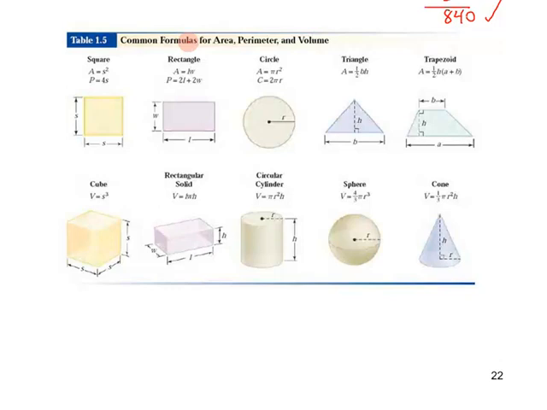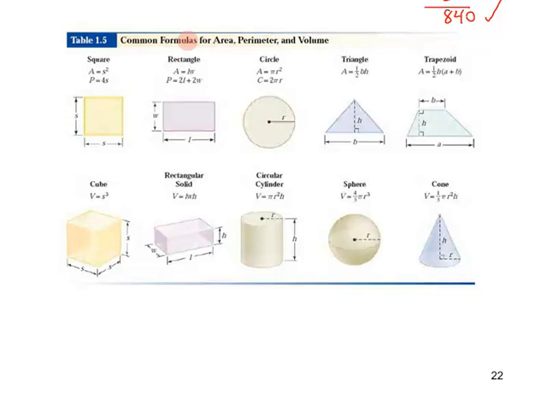Maybe not all of them, but some of the most basic ones, like the area of a square is the sides times each other, so s squared. And the perimeter is just adding up the distance around the outside. And so you see a number of examples of how you find area, perimeter, and for those three-dimensional shapes, even the volume.